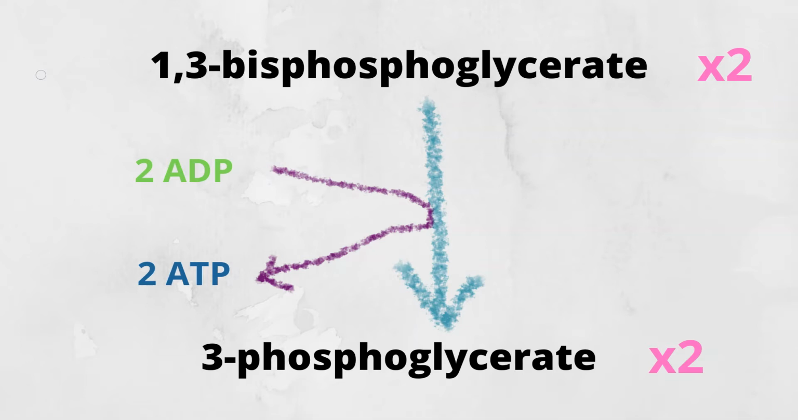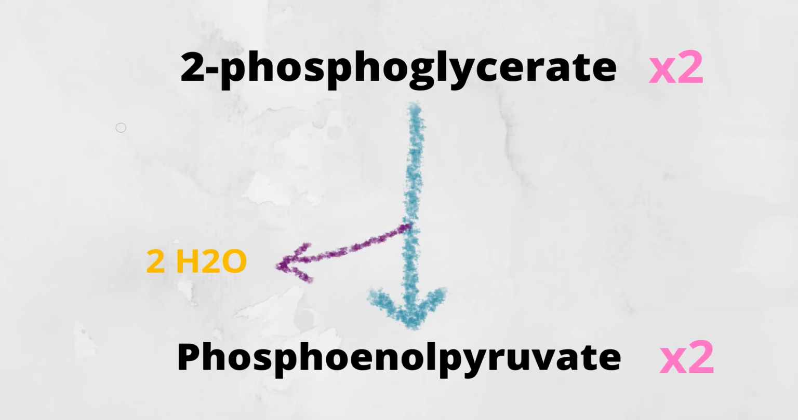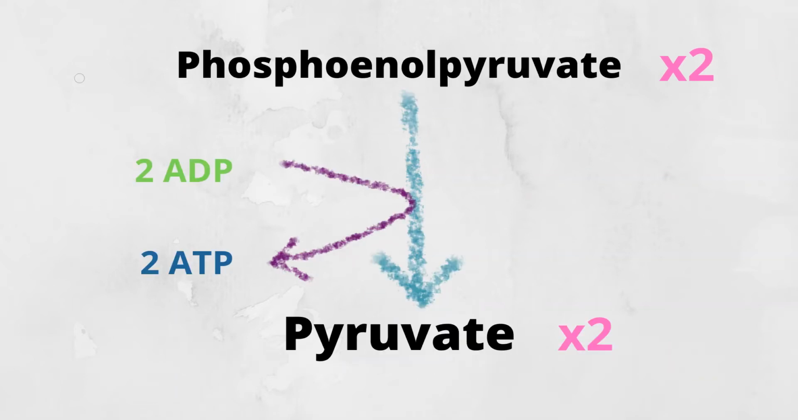1,3-bisphosphoglycerate undergoes substrate-level phosphorylation to form 3-phosphoglycerate, and gains 1 phosphate group. 3-phosphoglycerate is rearranged into 2-phosphoglycerate. 2-phosphoglycerate is dehydrated to form phosphoenol pyruvate. In this process, H2O is released. Phosphoenol pyruvate undergoes substrate-level phosphorylation to form pyruvate and gains 1 phosphate group.